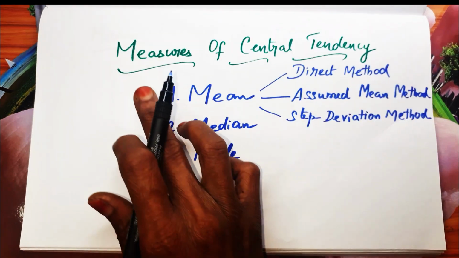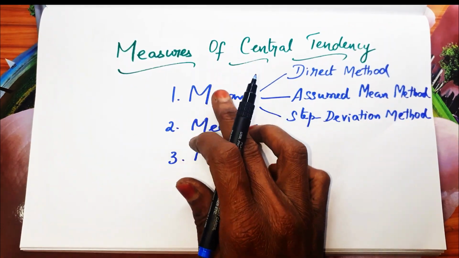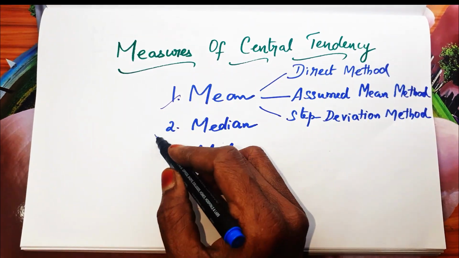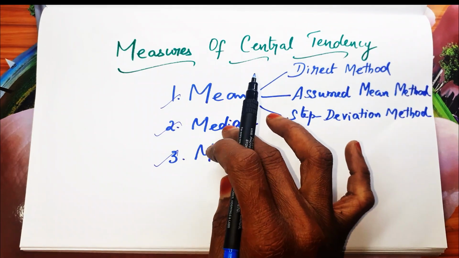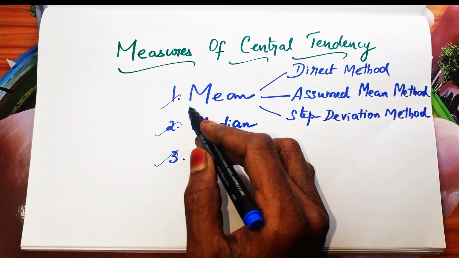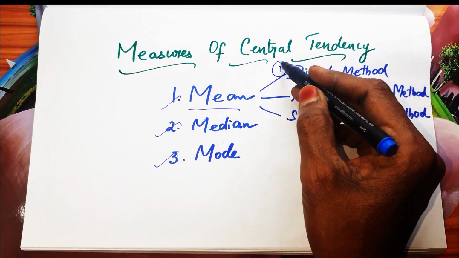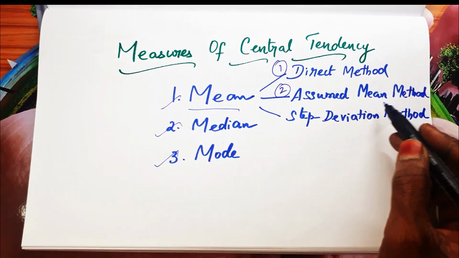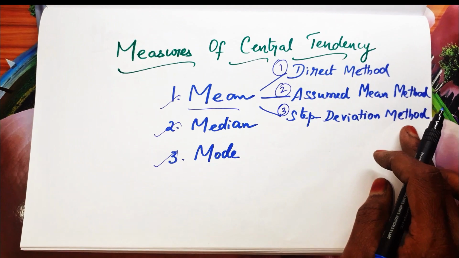The next one is measures of central tendency. In that we have three measures: one is mean, next one is median, the third one is mode. Mean, median and mode. For calculating mean, we have three different methods. The first method is direct method, the second method is assumed mean method, and the third method is step deviation method.